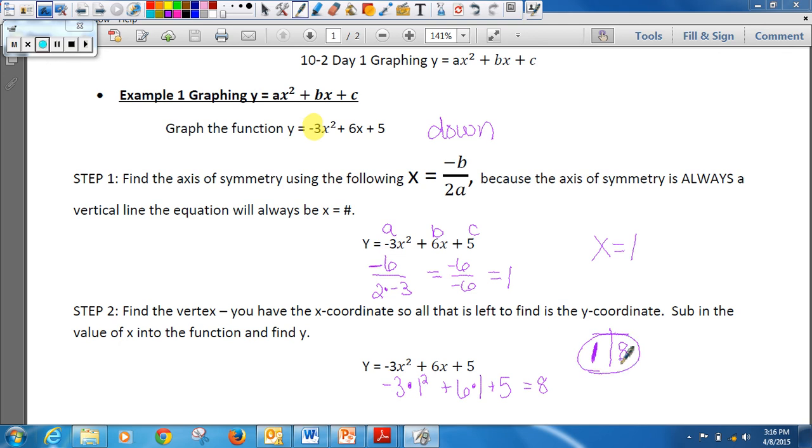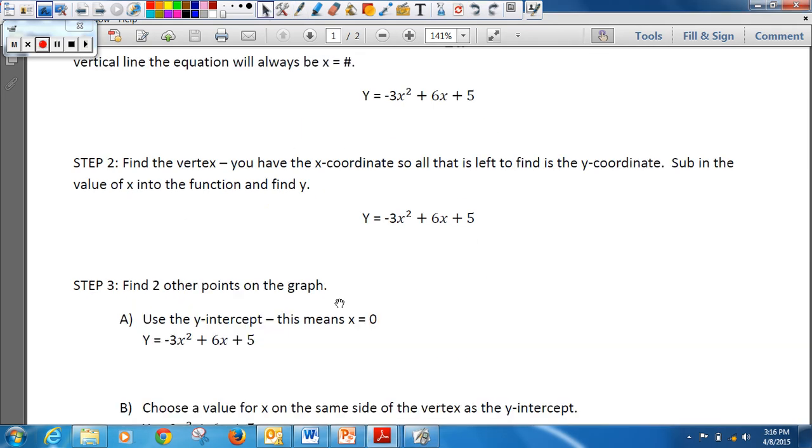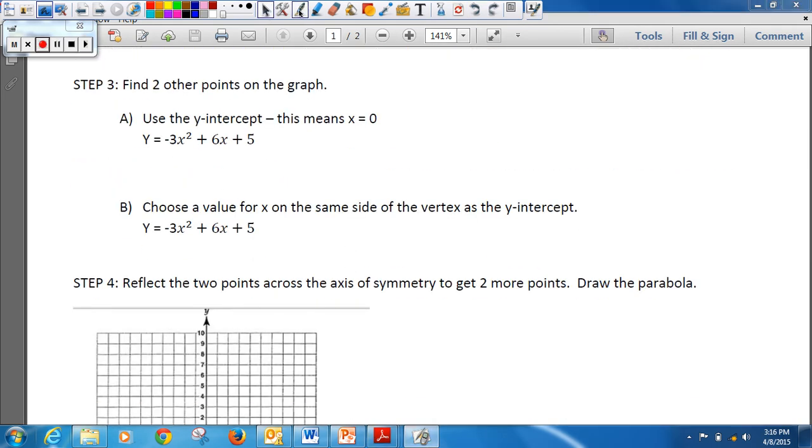Just like last time, then you have to find 2 other points in our t-chart. And it says use the y-intercept. This means x equals 0. So if I plug in 0 there, negative 3 times 0 squared plus 6 times 0 plus 5 gives me 5. So another point is 0, 5.